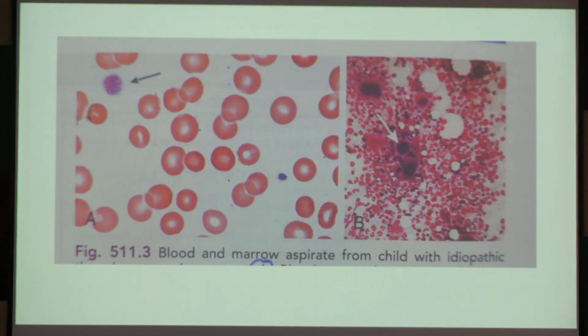Okay, you can see large platelets, that is giant platelets. On the left side is the peripheral smear, and this is the bone marrow study.